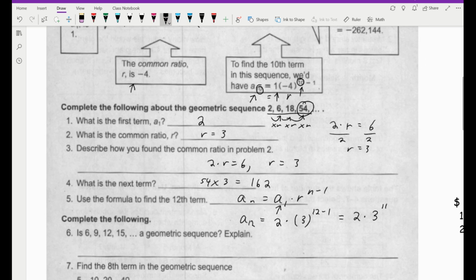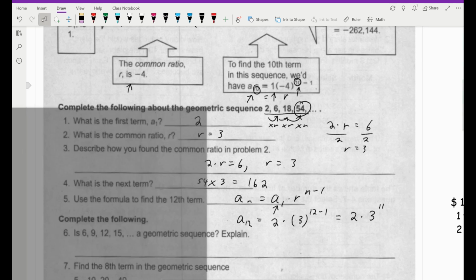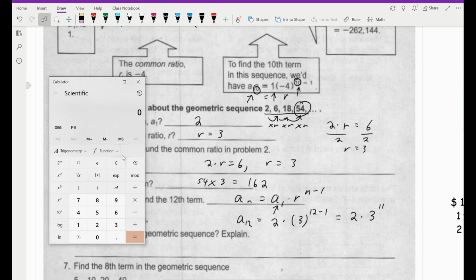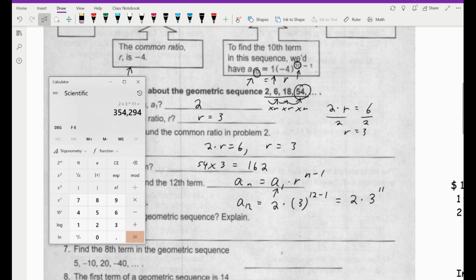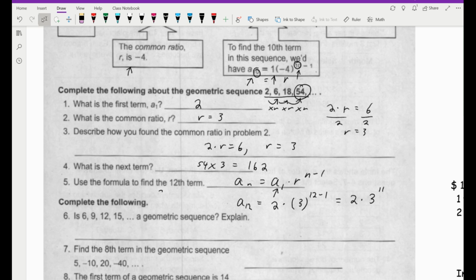And what would that be? Let me pull up our calculator here. So it's going to be 2 times 3 raised to the 11, and I'll have it equal. And there's our number. It's going to be 354,294. Let me write the answer over here. 354,294. At least I think that's what it said. Hope that's what it was. There we go.